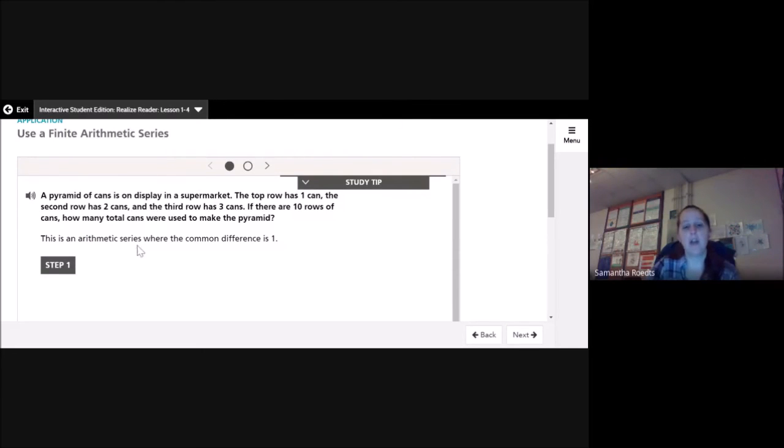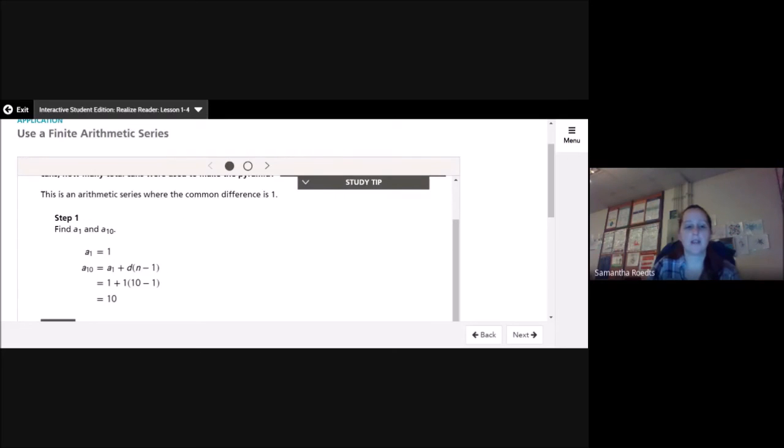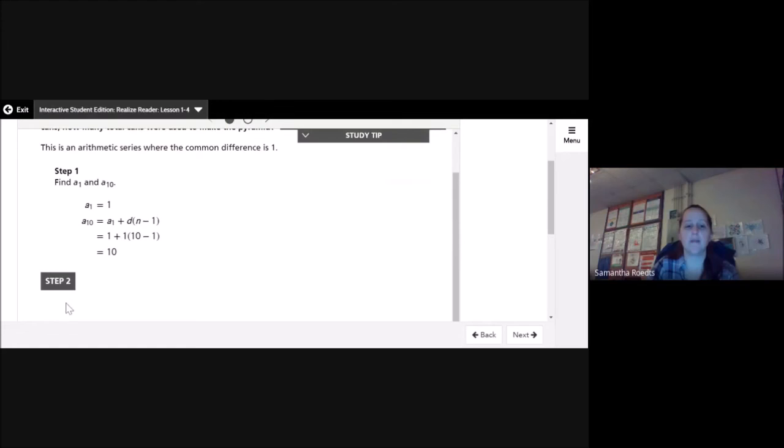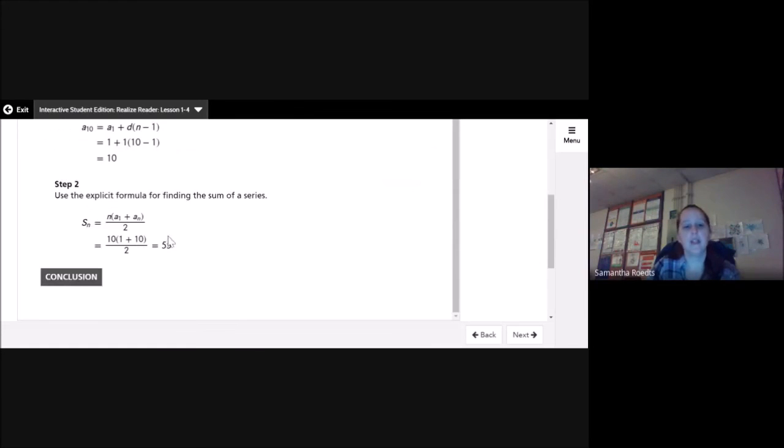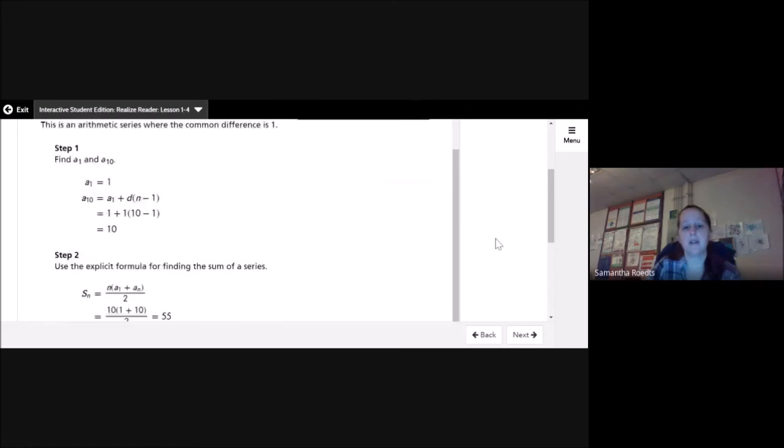Okay, so I find the arithmetic series when the common difference is 1. So find a sub 1 and a sub 10. A sub 1 is 1, a sub 10 is a sub 1 plus d times (n minus 1). We're adding 1 each time, so 1 plus 1 times (10 minus 1), that gives me 9. 9 times 1 is 9, plus 1 is 10. Use the explicit formula for finding the sum of a series. So 10 times (1 plus 10) divided by 2 gives me 55. So there are 55 cans in the display.